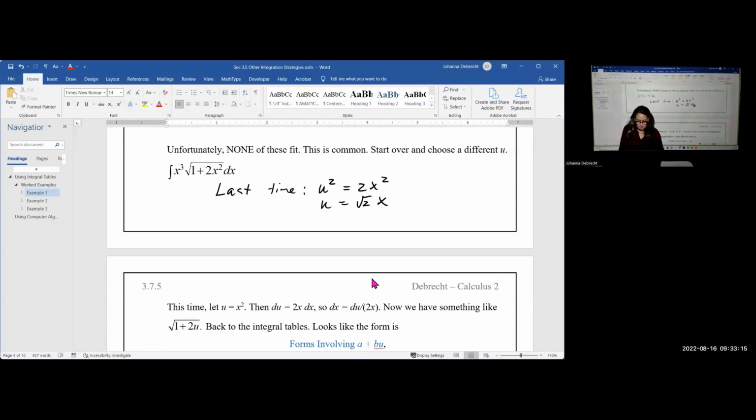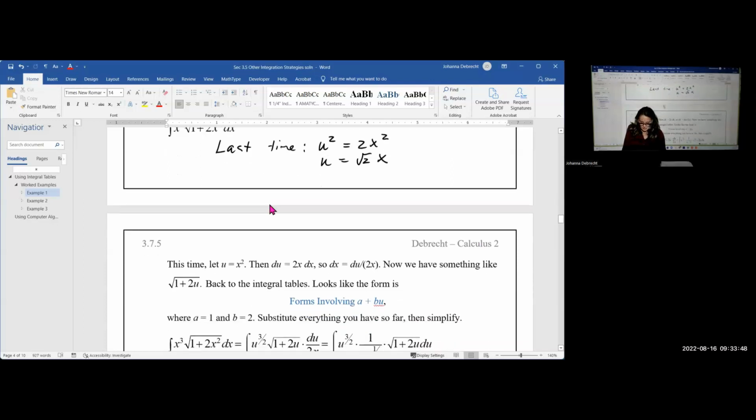So now we have something that looks a little bit different. What does this one look like? Well, I made the substitution that u was x squared, not including the 2. So this looks like a constant plus a constant times u to the first, not u squared. So a constant plus a constant times u, or 1 plus 2u under the square root. Let's go back to the integral tables and see if we can find a form that looks like a constant plus a constant times u.